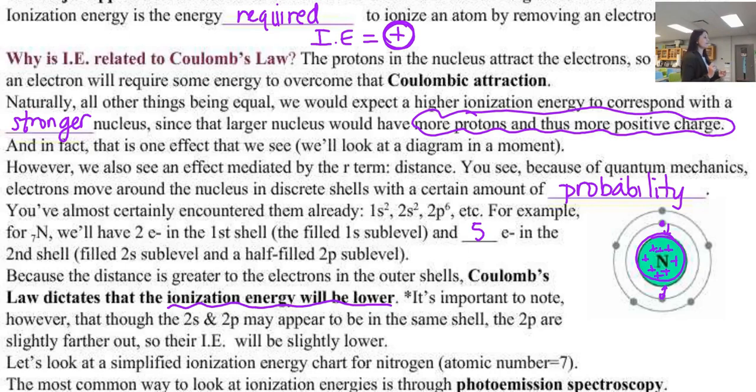It's important to note, however, that 2s and 2p may appear to be in the same shell. The 2p is slightly further out, so their ionization energies will be slightly lower. Okay, so we do fill the s before we fill the p, and same thing when the electrons come off, the p actually will come off before the s.